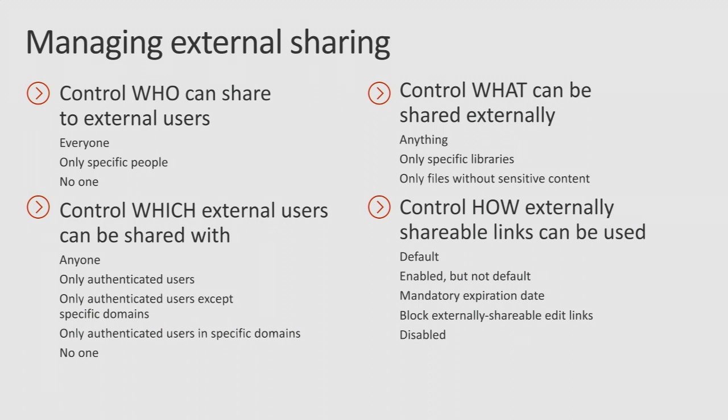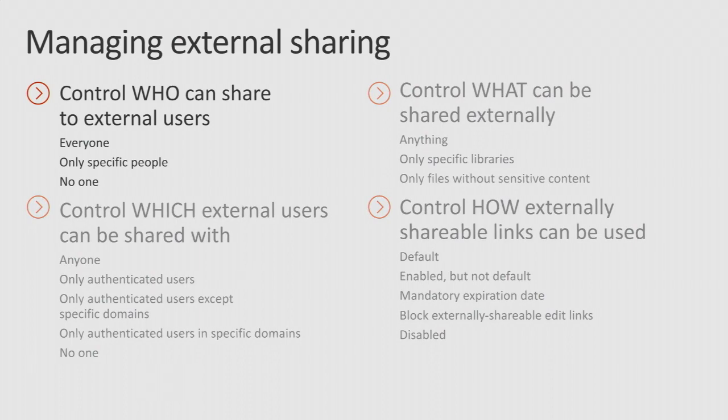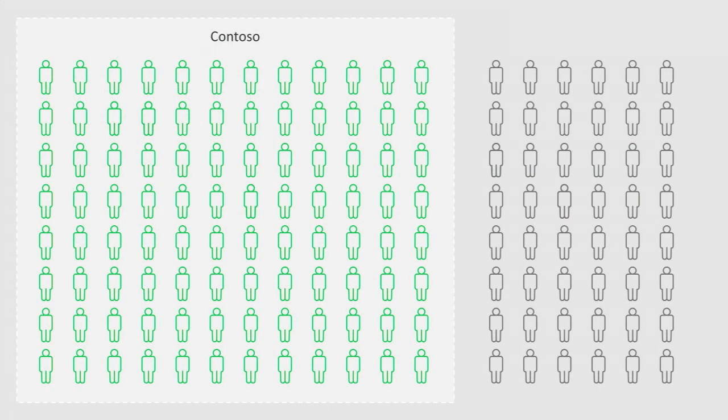We have a huge set of controls for external sharing. You can control who can share, you can control what can be shared, you can control which users can be shared with and how they can be used. The idea behind these controls is that we want your data to be safe and we want your people to be productive. So we want to help you find the right balance between enabling people to work together and blocking people from making mistakes or sharing your data outside.